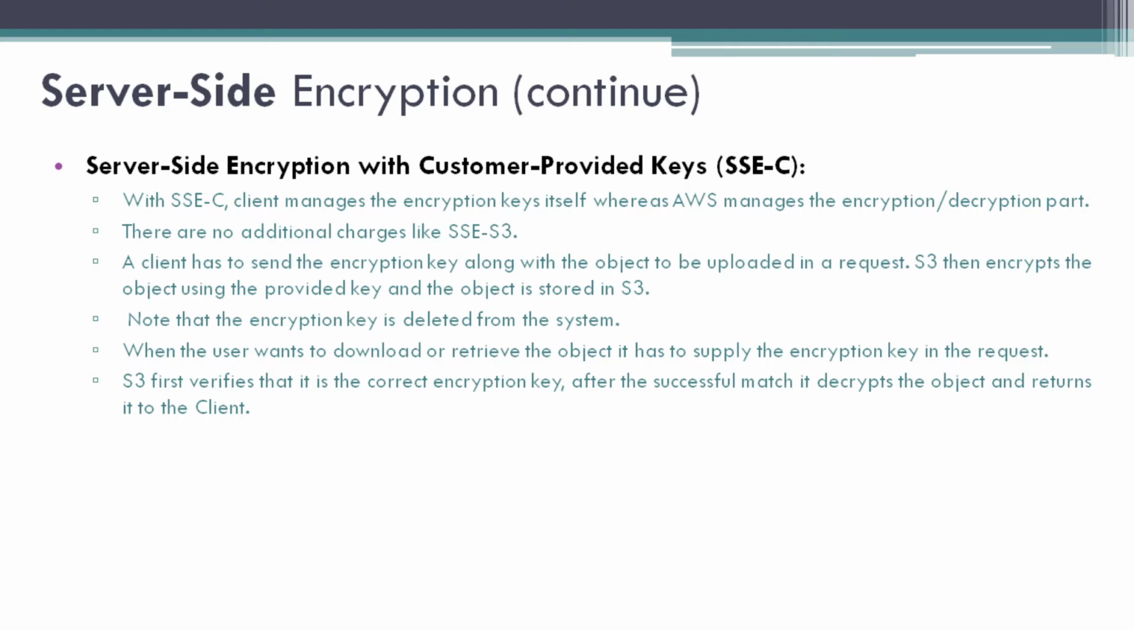S3 first verifies that it is the correct encryption key. After a successful match, it decrypts the object and returns it to the client. So this is how SSE-C works. You are managing your own encryption key, and you just pass your encryption key along with the data at the time of uploading or downloading the objects. I think you understand this. Okay, let's move to the next part.